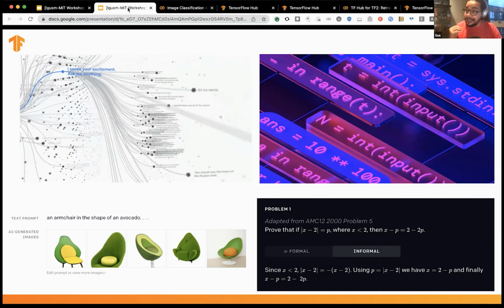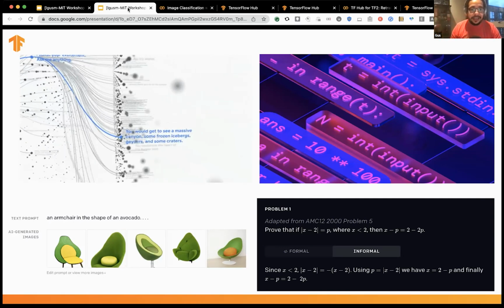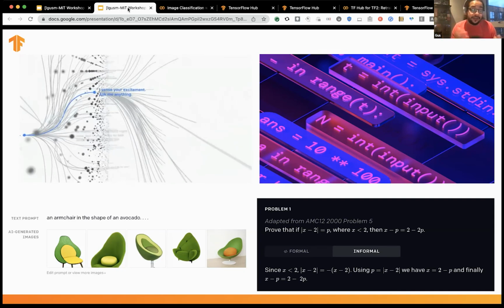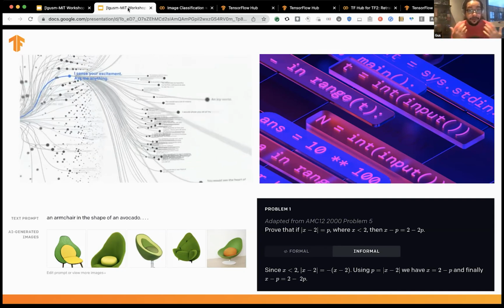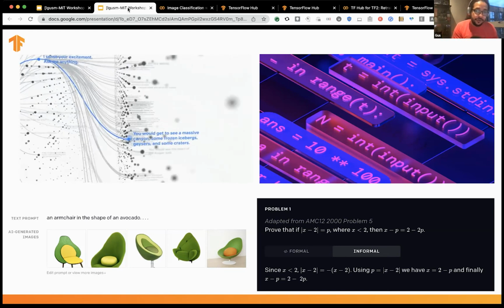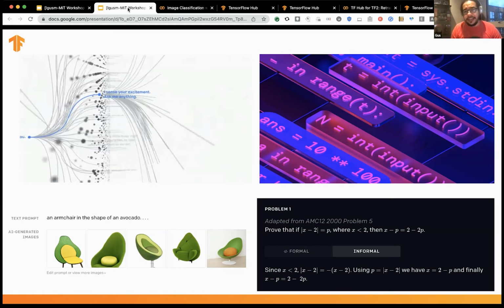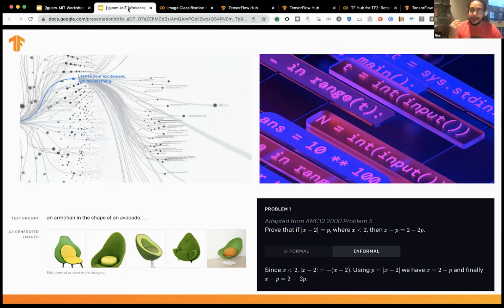It didn't learn from images, right? It knows what an avocado is. It knows what an armchair is. And when you ask it, hey, create an image of that, it will generate an image. Of course, this is also part NLP, right? Understanding the input. And the last one on the right is OpenAI.